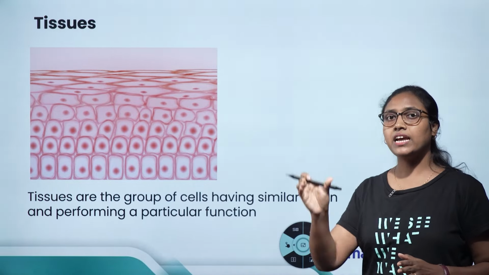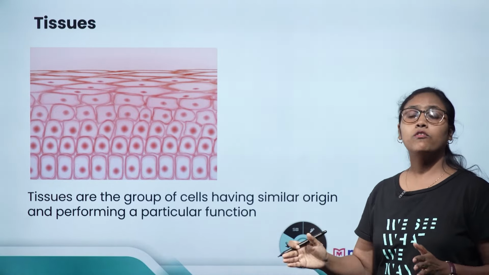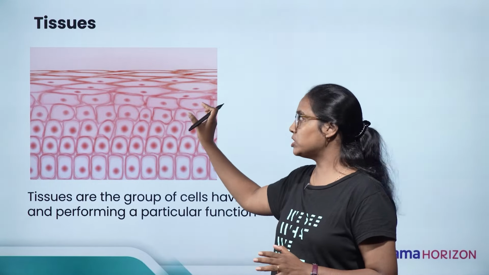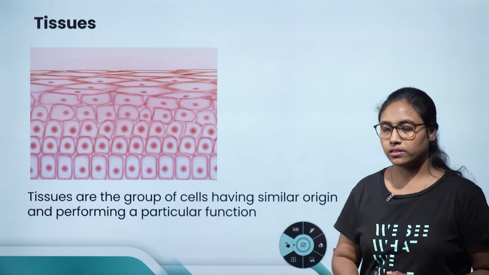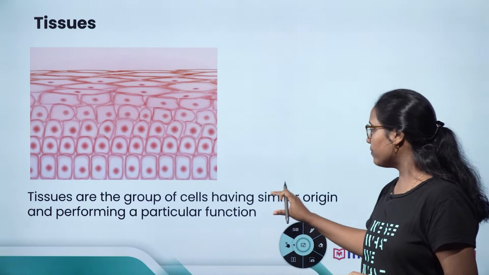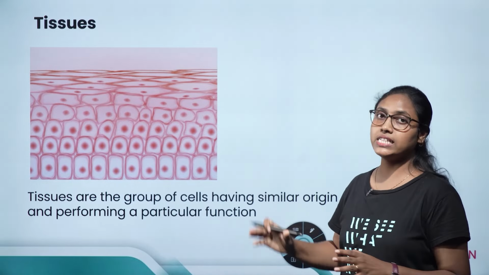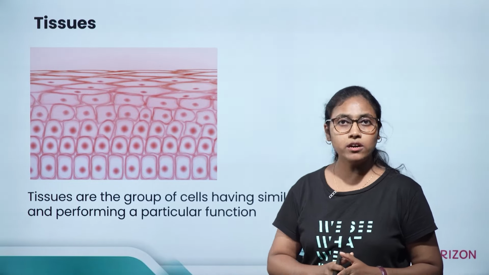As we have seen that each brick placed one after the other forms a wall. Similarly, tissues are formed by placing each cell one beside the other. So, a group of cells having similar origin. Another important thing is these cells have similar origin.